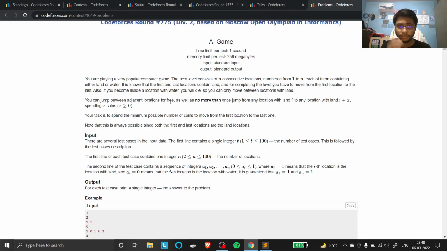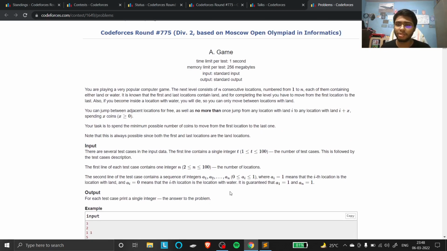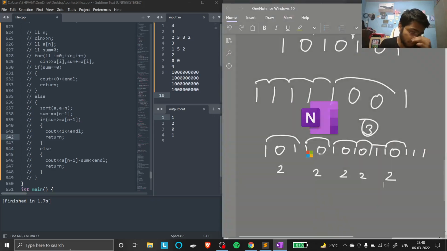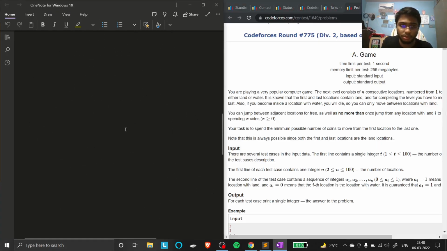You can jump between adjacent locations for free, as well as no more than once jump from any location i to a location with land i plus x, spending x coins. Your task is to find the minimum possible coins, and here are some inputs and outputs. I hope you solved this contest and then came here, so that you can understand the things. So listen to what I did wrong and what the question was saying.